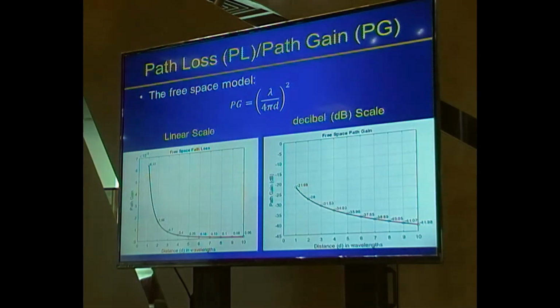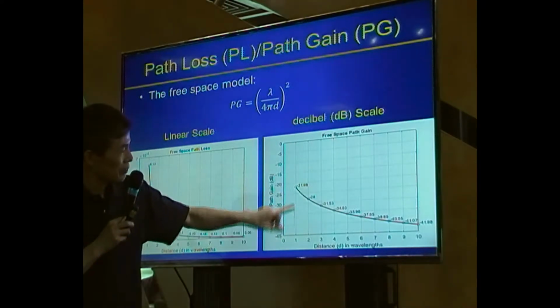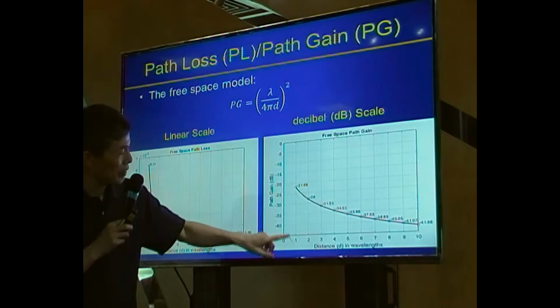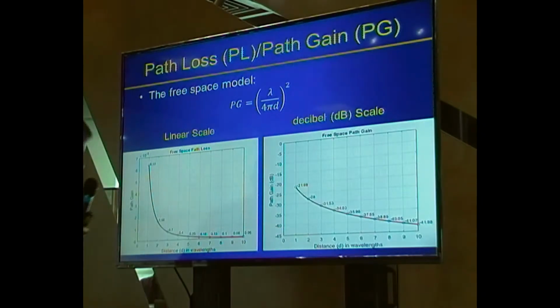If in the decibel or dB scale, you can see the same trend. But for engineers, for electrical engineers, especially in wireless communications, we know if you go away from the source by 1 wavelength, the signal is reduced by 22 dB. That's a very severe signal reduction there.